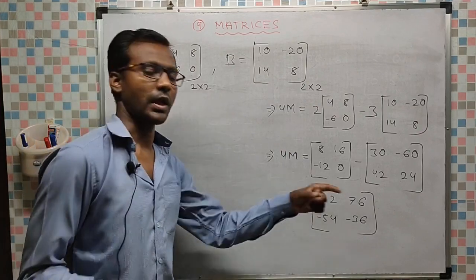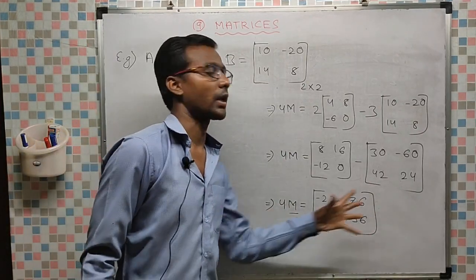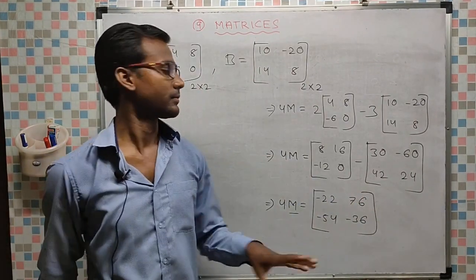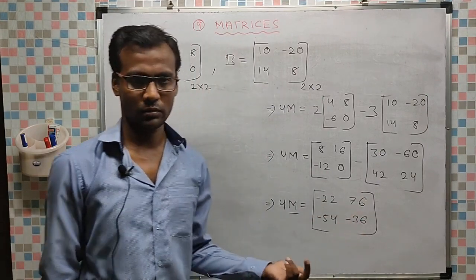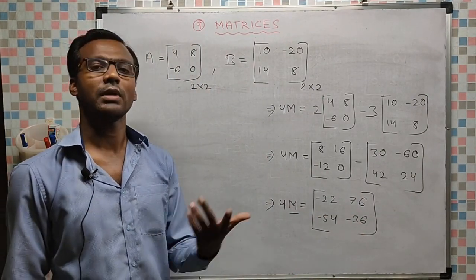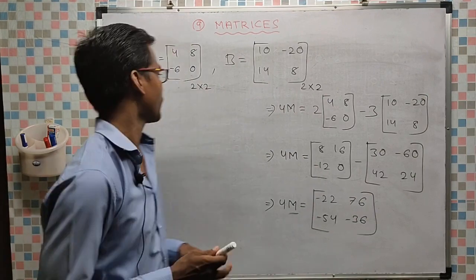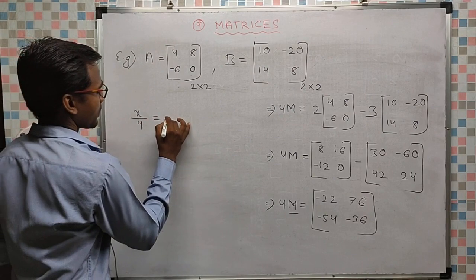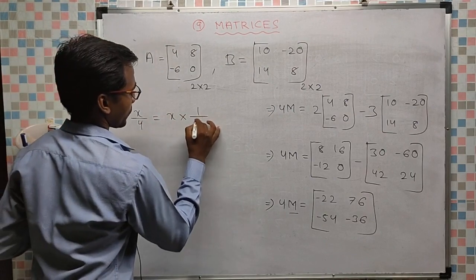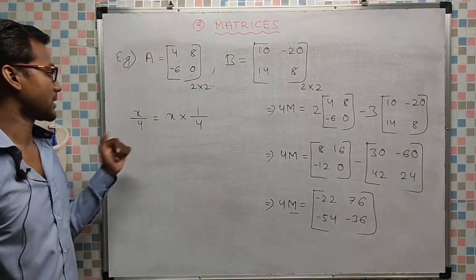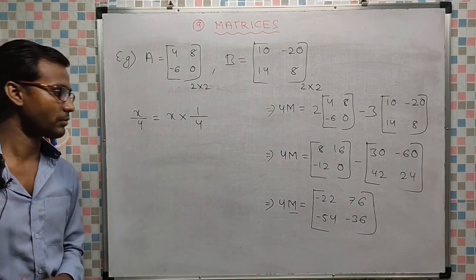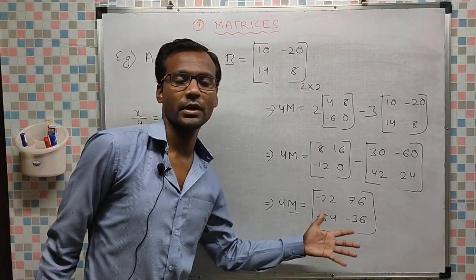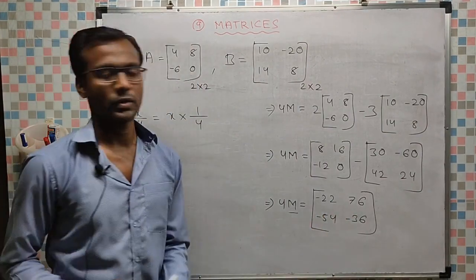Simply we have to take this 4 to the right. If we take this 4 to the right, it will become 1 by 4, or this matrix will be divided by 4. Now dividing by 4 is equivalent to multiplying by 1 by 4. X by 4 is equal to X into 1 by 4. There is no difference. That means instead of dividing this matrix by 4, we can multiply this matrix with 1 by 4. So I am going to do that.